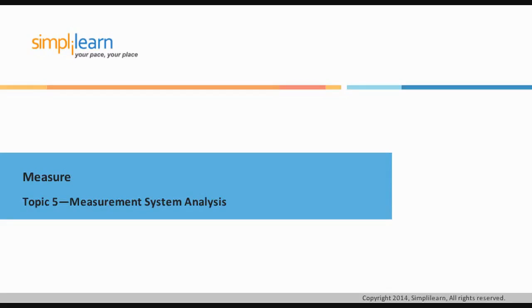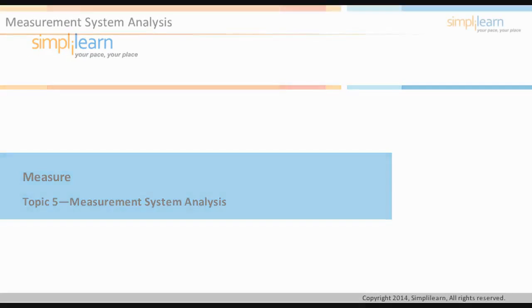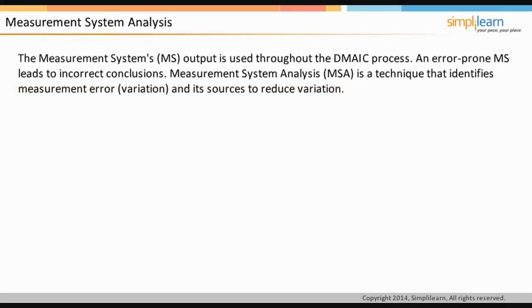Let us proceed to the next topic of this lesson. In this topic, we will discuss measurement system analysis, or MSA, in detail. Let us understand what MSA is in the following screen. Throughout the DMAIC process, the output of the measurement system, MS, is used for metrics, analysis, and control efforts. An error-prone measurement system will only lead to incorrect data. Incorrect data leads to incorrect conclusions. It is important to set right the MS before collecting the data.